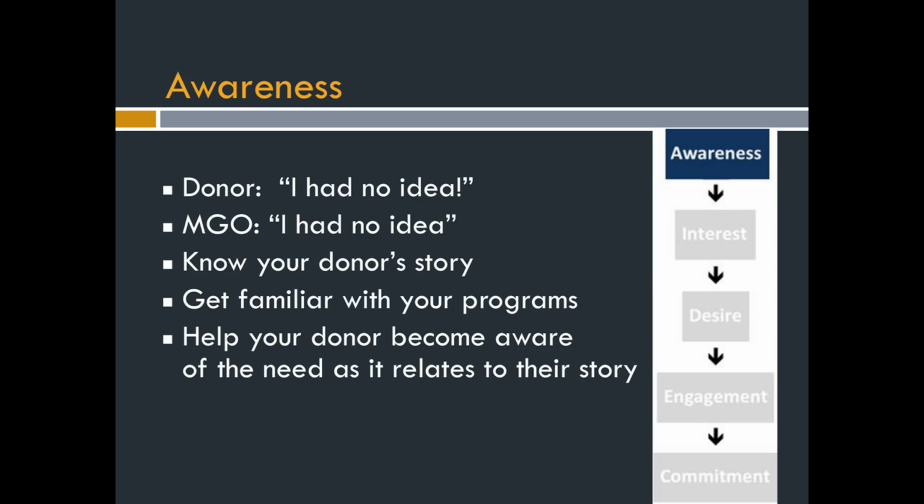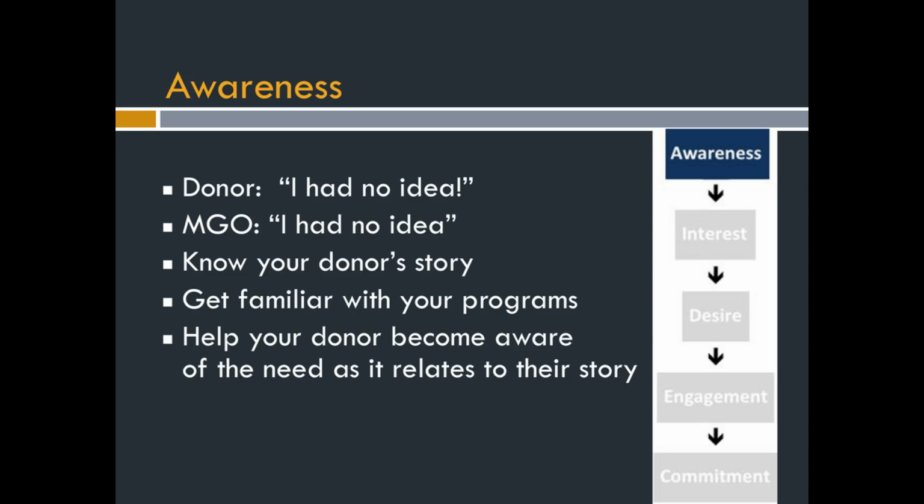The awareness point. Remember, Jeff said earlier, the donor says, well, I had no idea you were doing that. Yeah. And actually, the major gift officer often says, well, I didn't even have any idea we were doing that. Or, I had no idea why you were so passionate about this. So the point is, don't just assume that because you have a good donor offer, the donor is actually aware of what you're doing. So you need to know the donor's story. You need to get familiar with your programs. And then you have to help your donor become aware of the need as it relates to their story.